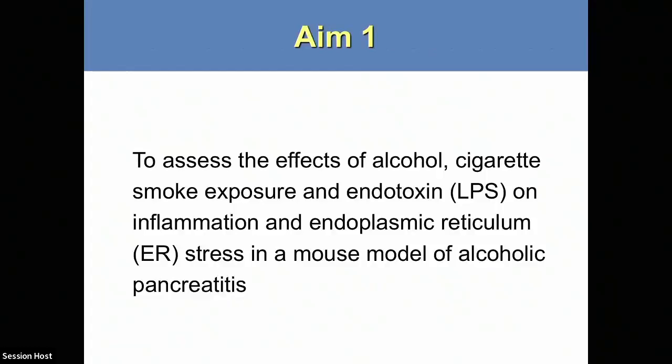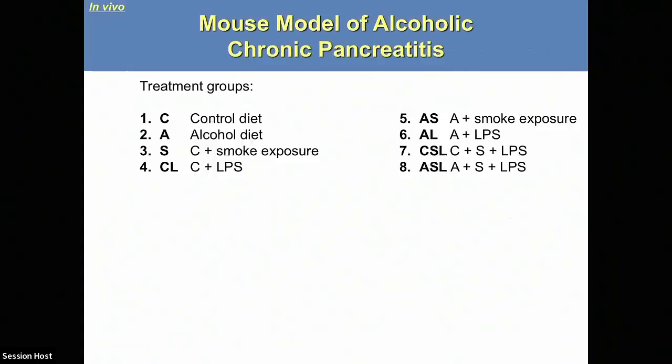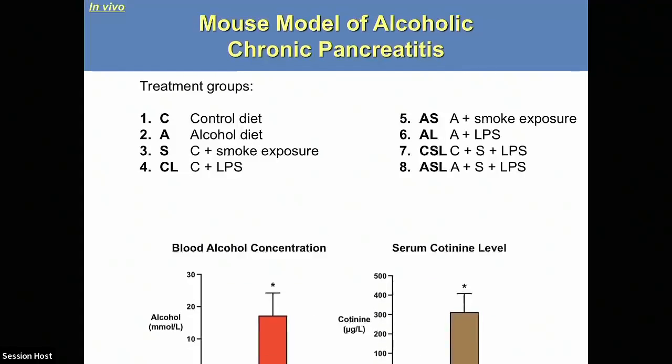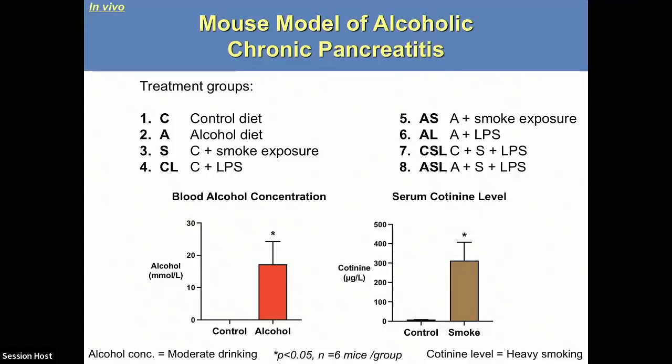So the first aim of our study is to assess the effect of alcohol, cigarette smoke exposure, and the endotoxin on inflammation and ER stress in a mouse model of alcoholic pancreatitis. There were 8 treatment groups, including control or alcohol diet feeding, cigarette smoke exposure, and LPS challenges as a single, dual, or triple combination. We measured the blood alcohol concentrations in alcohol-fed mice, and we found that the blood alcohol concentration was equivalent to moderate drinking in humans. We also measured the nicotine metabolite cotinine to assess the smoke exposure level, and the result showed that the cotinine level was equivalent to heavy smoking in humans. Therefore, our animal model closely simulates the human disease condition of alcoholic chronic pancreatitis.